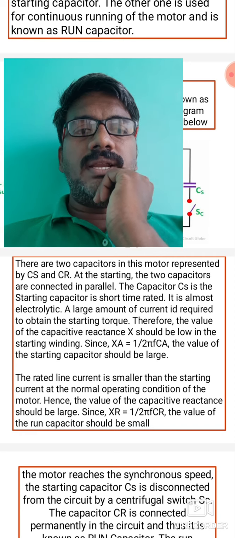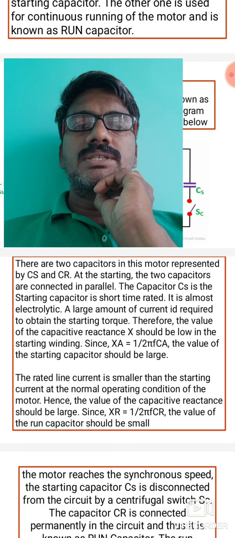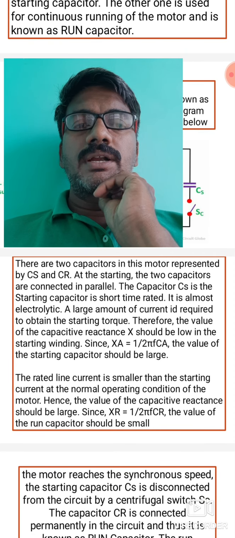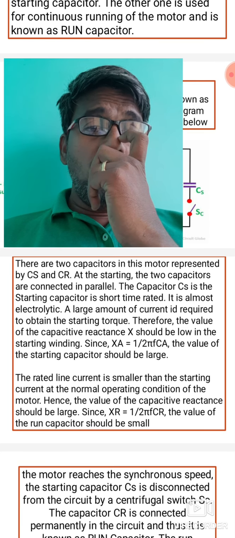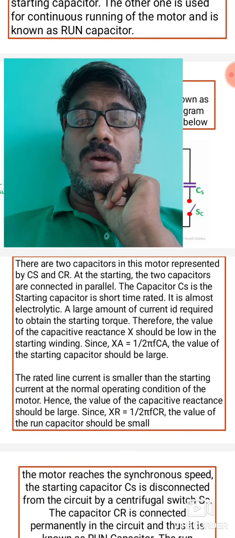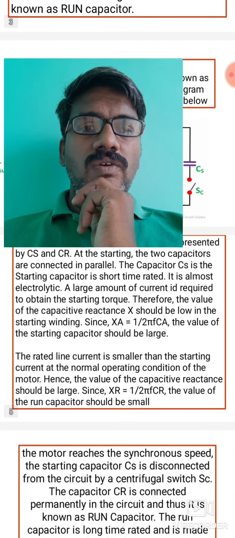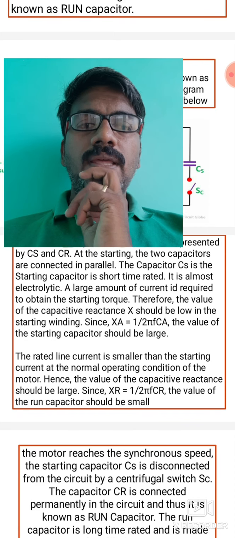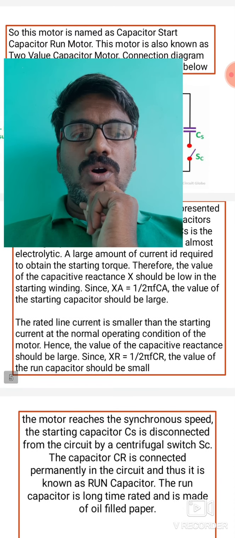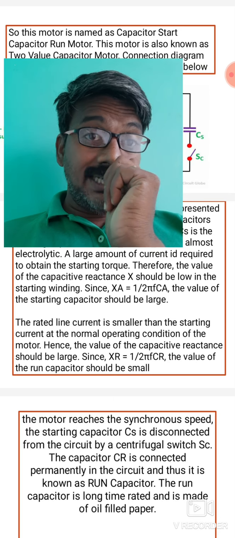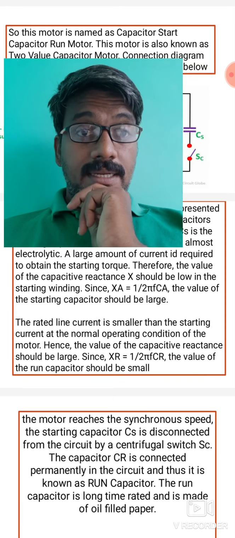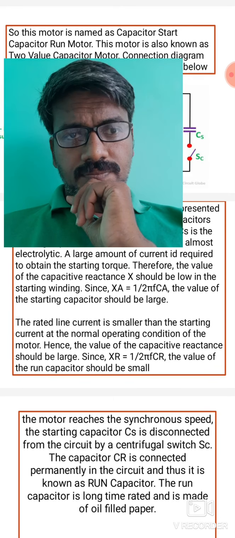The rated line current is smaller than the starting current at the normal operating condition of the motor. Hence the value of the reactance should be large. Since XR is equal to 1 by 2 pi F into CR, the value of the run capacitor should be small. In the running condition, we don't require high current, right?